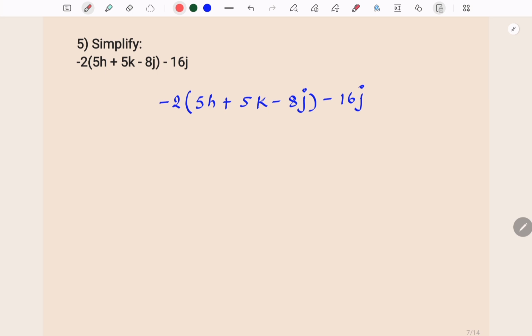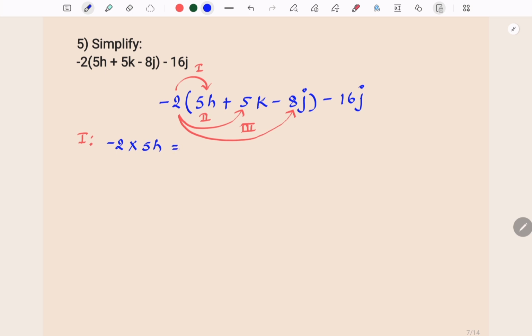In the previous questions, we have already learned how we can open the bracket. This minus 2 will be multiplied by 5h, it will also be multiplied by 5k, and it will also be multiplied by minus 8j. So we have three different multiplications to perform. The first multiplication will be minus 2 multiplied by 5h.